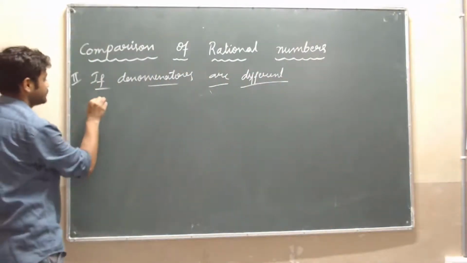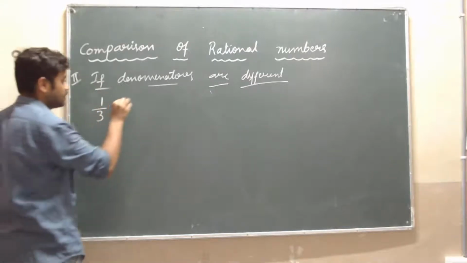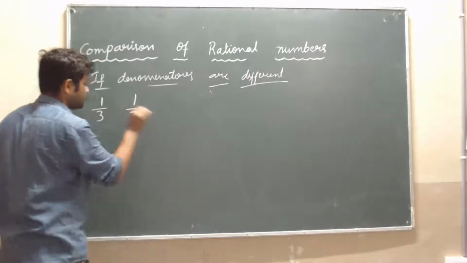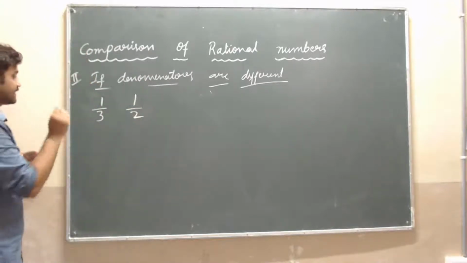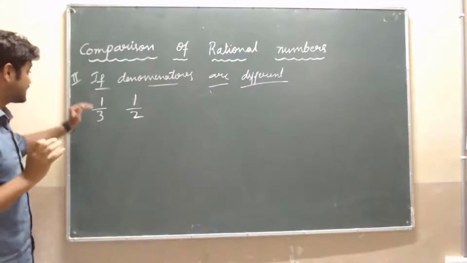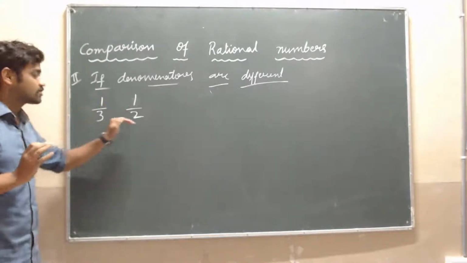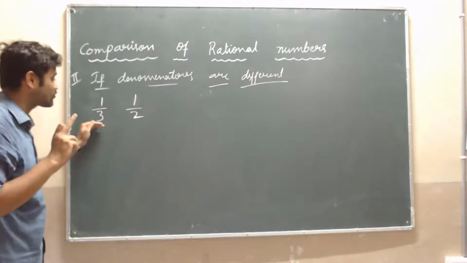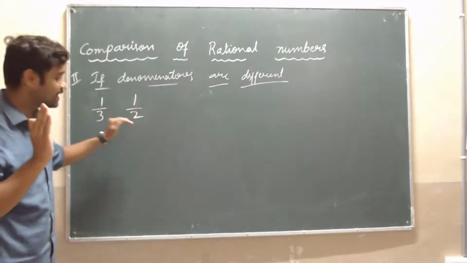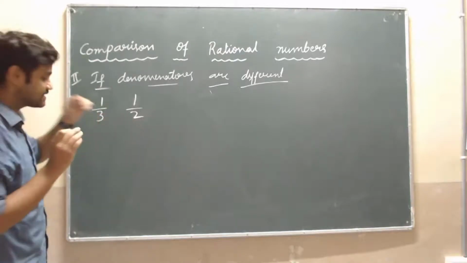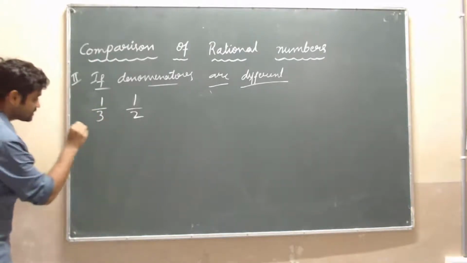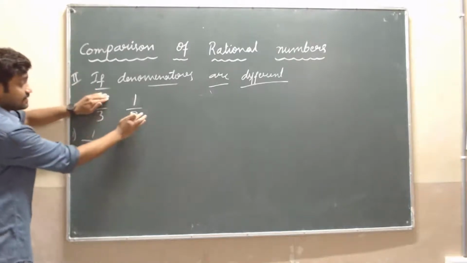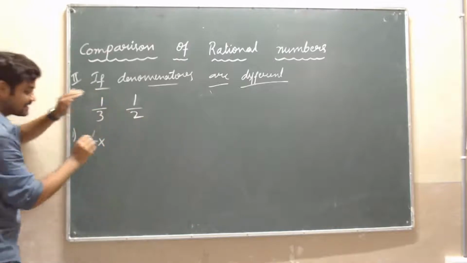That is 1 by 3 and 1 by 2. I will take 1 by 2. Okay, see what we have to do, sir. Here the two rational numbers have different denominators. Then the first step is that we have to make the denominators same. See here how we will. 1 by 3 is here and we multiply and divide by which number? That is the other number's denominator, that is 2.